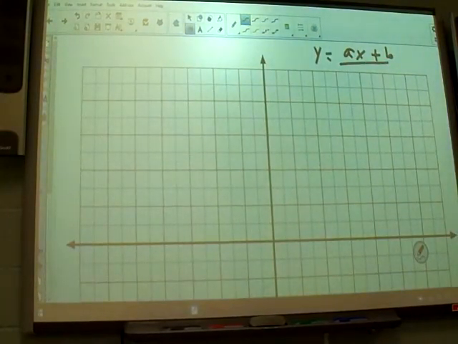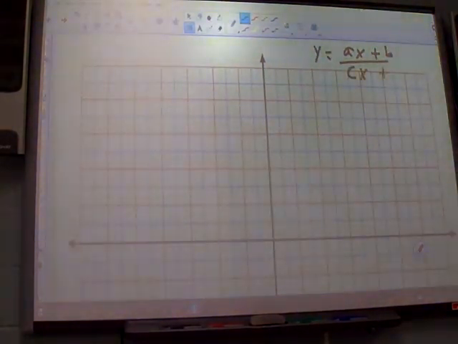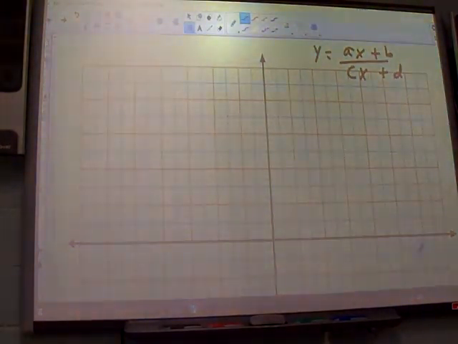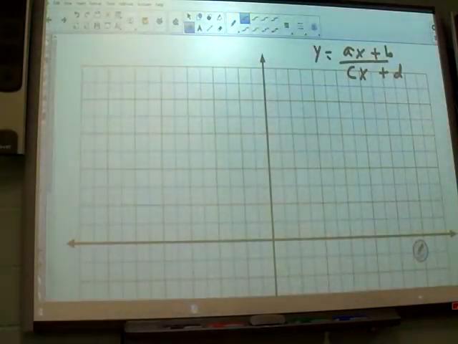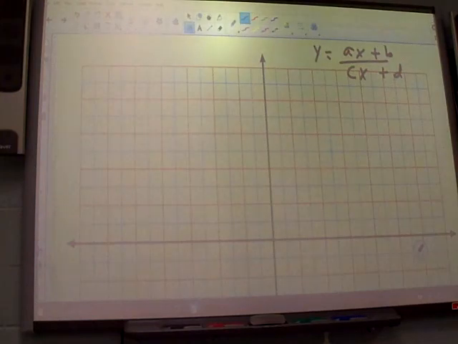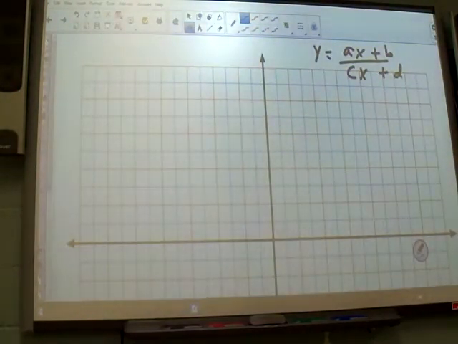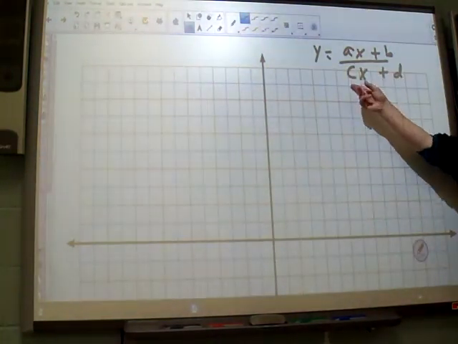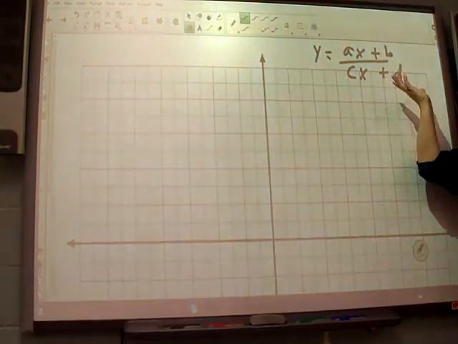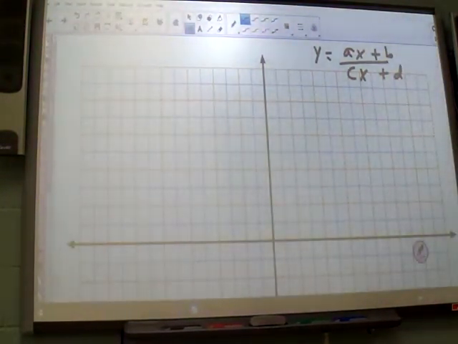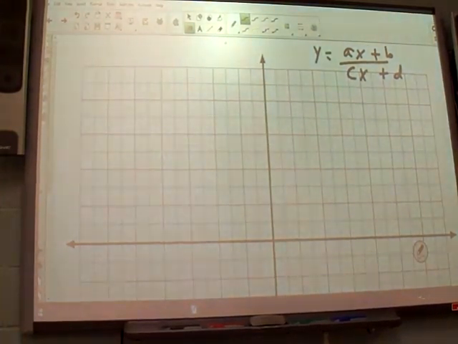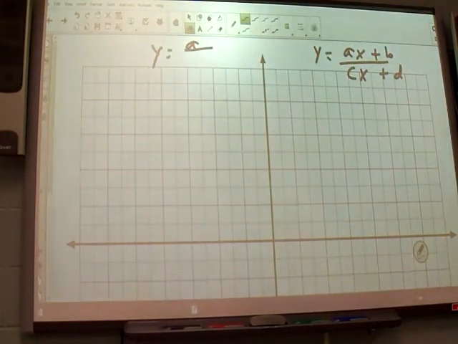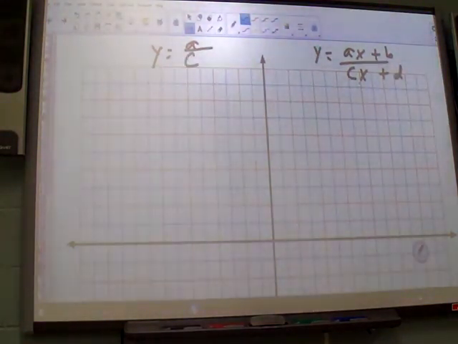Okay, here is the form of the last type. Alright, so what we're going to do on this one, and it'll look better when we've got numbers where the A, the B, the C, and the D are, because those will be numbers. You'll just have your x that stays. But what we're going to do to find our vertical asymptote will be the same. We'll set our denominator equal to 0 and solve. To get your horizontal asymptote, your y will equal the coefficient of your x over the coefficient of your x in the denominator.